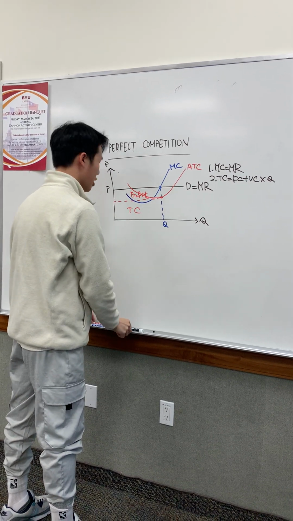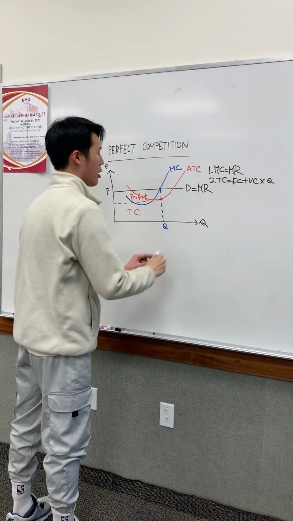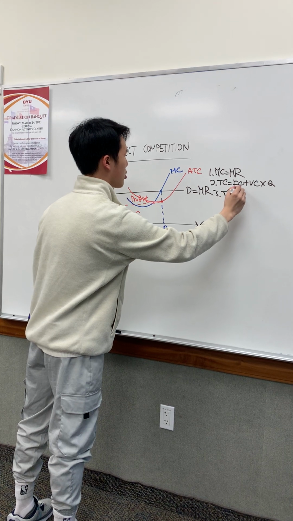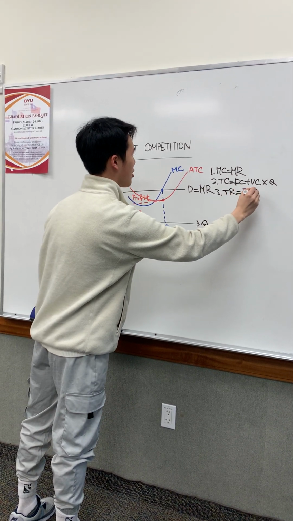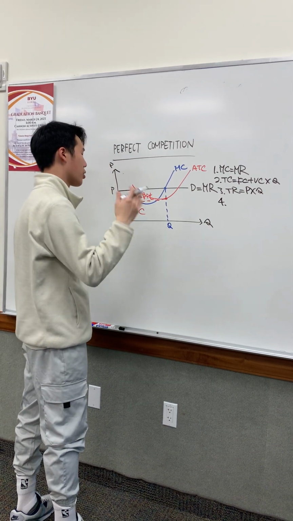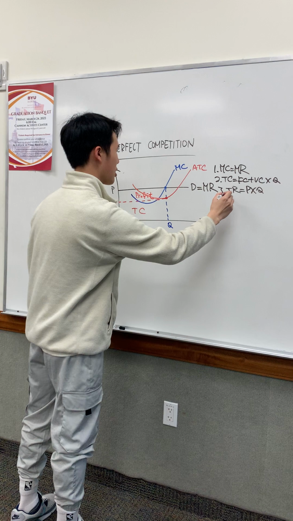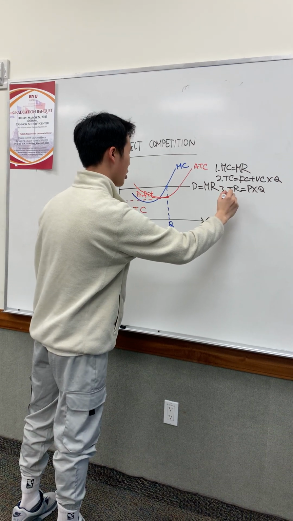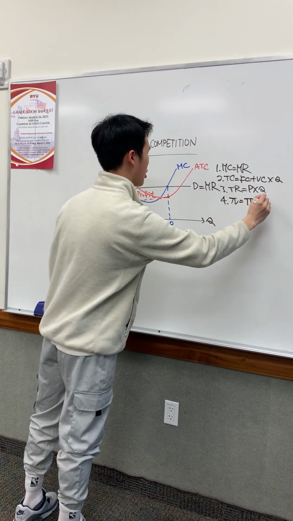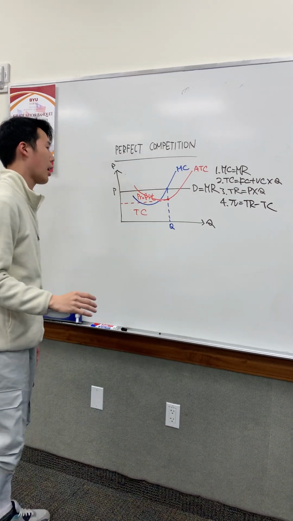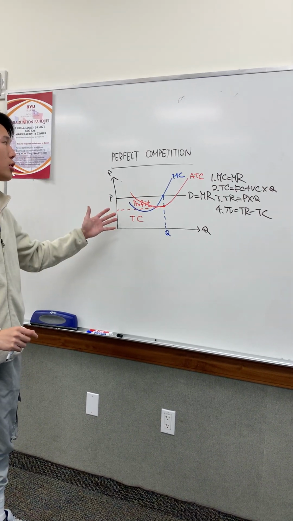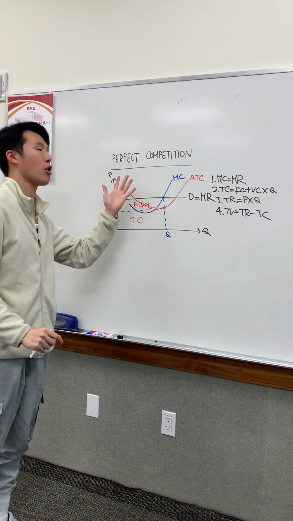And the reason for this is that total revenue actually equals price times quantity. In order to find the profit, we use the equation of total revenue minus total cost. And that's how you find out the profit and the total cost under the market structure of perfect competition.